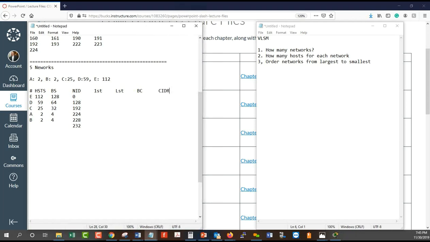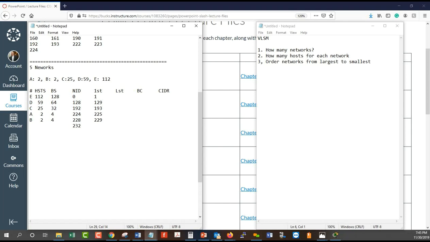And CIDR. Let's open this up a little bit. Okay. So, Heather, you want to give me my first IDs? So for network ID 0, what's my first host? 1, thank you. Then we go 129, 193, 225, 229, and we don't need to do that one.